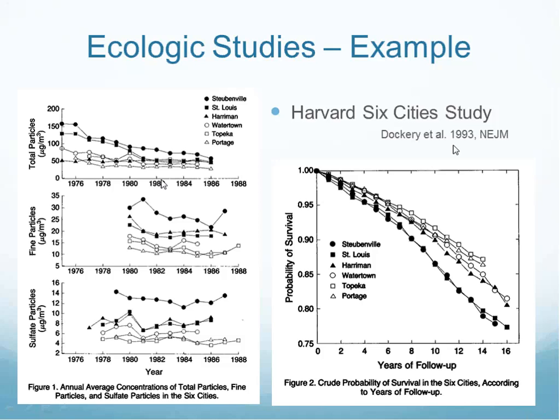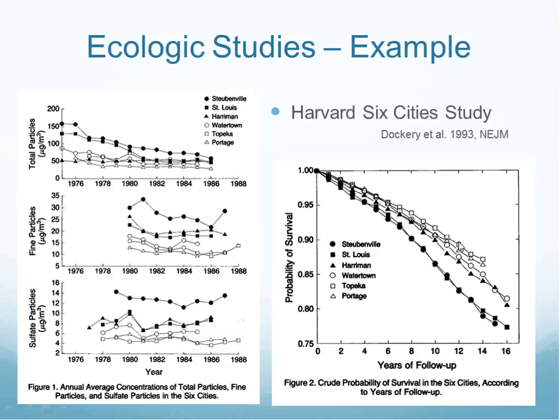So you see the years they collected the data, and then they have the air pollution by city here. You can see Steubenville had the highest pollution for all these different types of air pollution: total particles, fine particles, sulfate particles. Portage was down towards the bottom end, as well as Topeka. And if you overlay that with what they saw from survival or mortality, you see that Steubenville, which had the highest pollution levels, had the lowest survival, or worse mortality outcomes, versus Topeka and Portage.